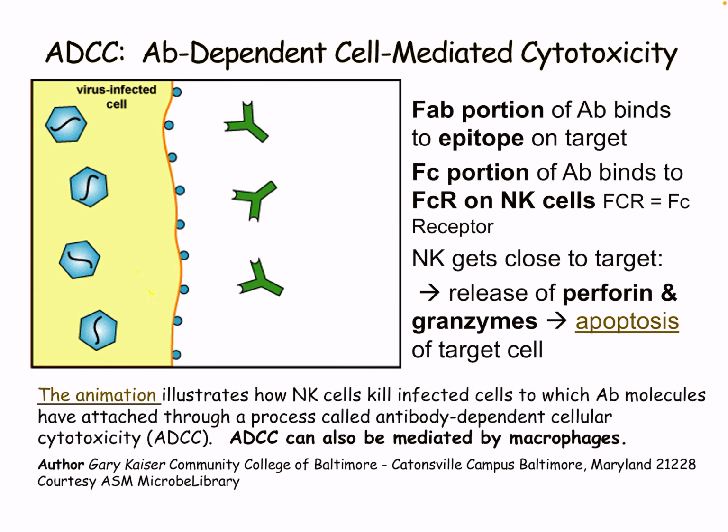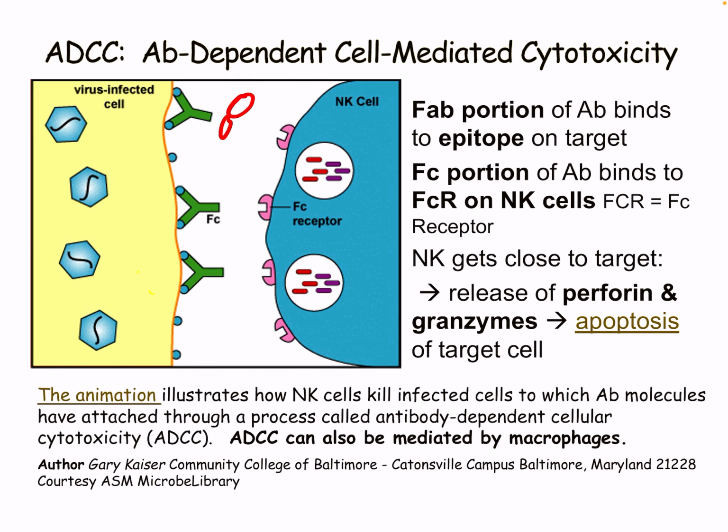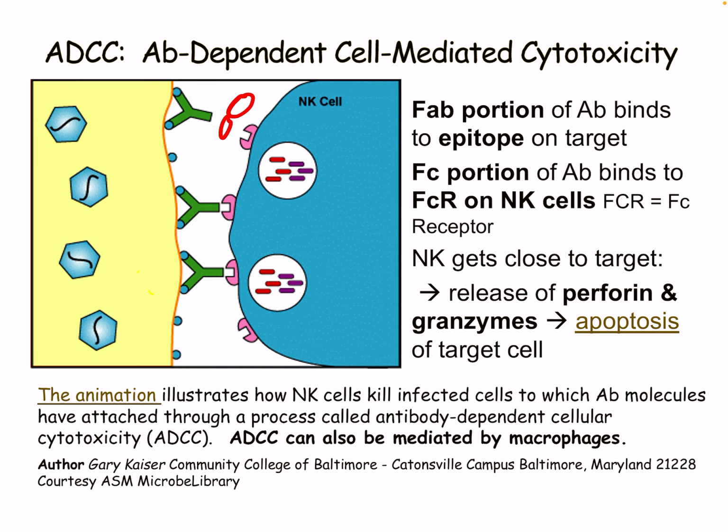So again, we have the Fab portion of the antibody, which binds to the epitope on the target. The Fc portion of the antibody binds to the Fc receptor on the NK cell, and the NK cell gets close to the target and releases perforin and granzymes, causing apoptosis.